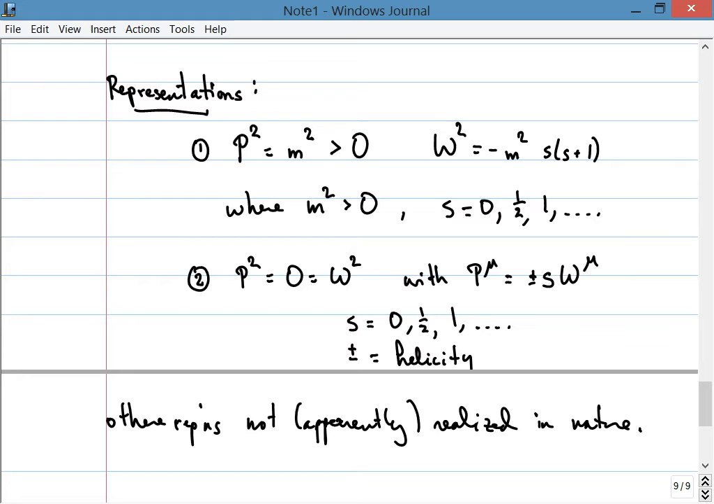Yes? How do the left-handed and right-handed spin relate to the general spin that we see in cross-specialization?